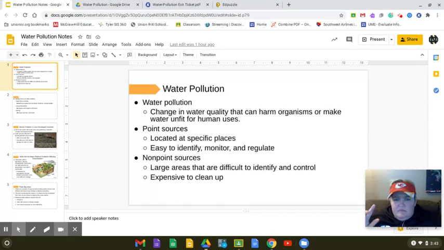Then the other one is the non-point source. And basically, it's going to be the opposite of the point source. So this is going to be something that's hard to trace down, hard to find the exact spot of where the pollution enters the system. So this happens in large areas, difficult to identify exactly where, difficult to control, a lot more expensive to clean up because you don't know, like I said, exactly where it started or who to blame or who to get to pay for it, anything like that. Okay, so that's non-point source.